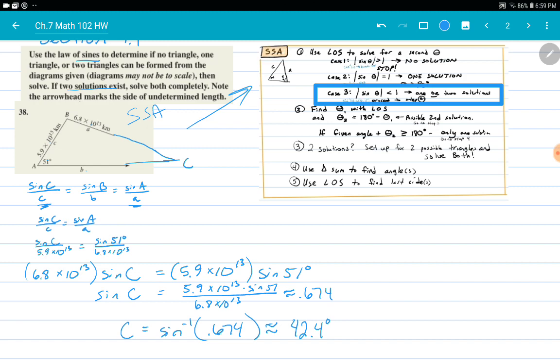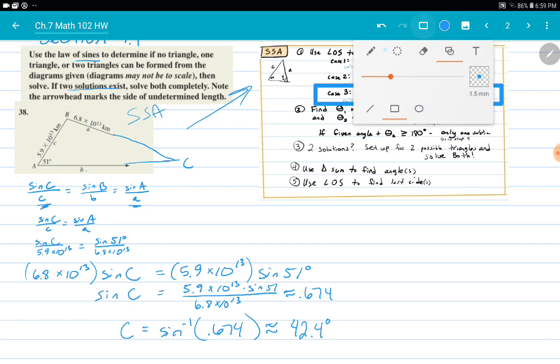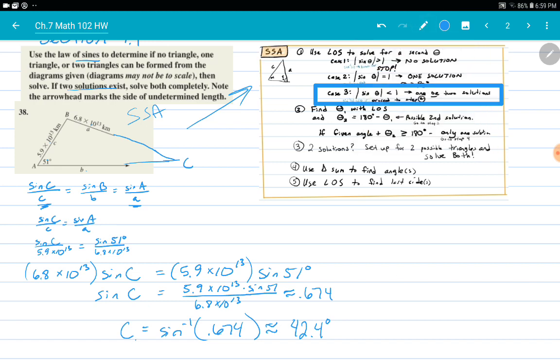If there is a second solution, I'll call this C1, choice 1. The other solution, if it exists, would be 180 degrees minus that. So if I try to get that, I get 137.6.